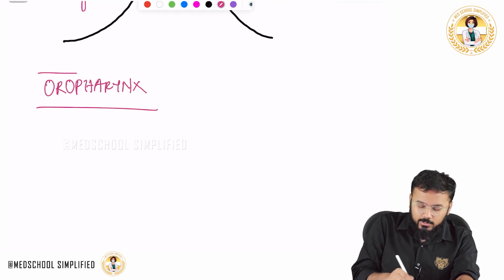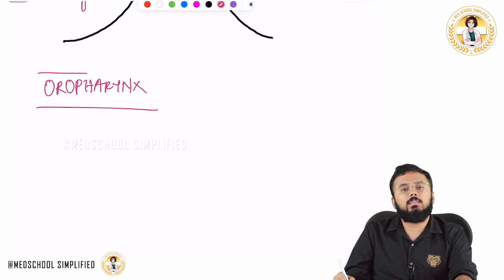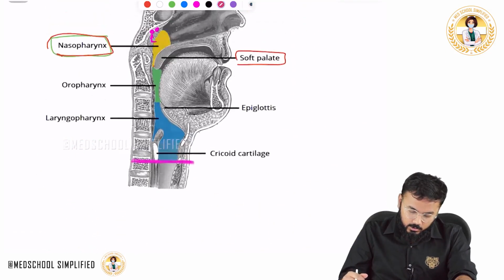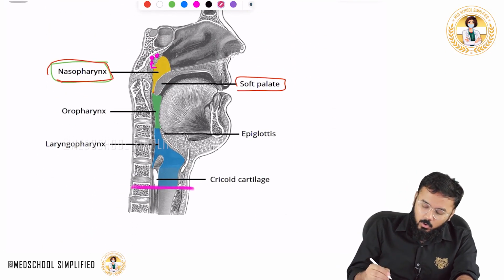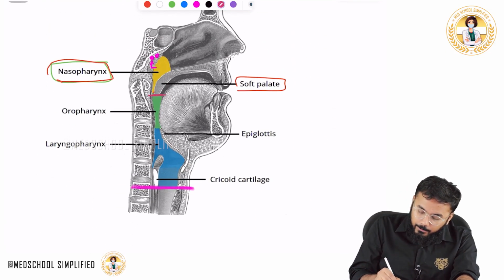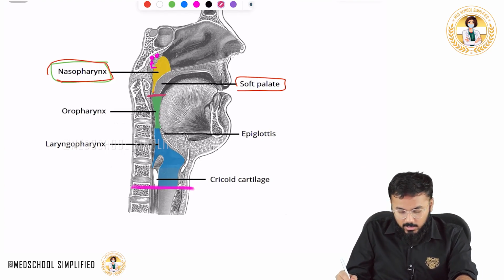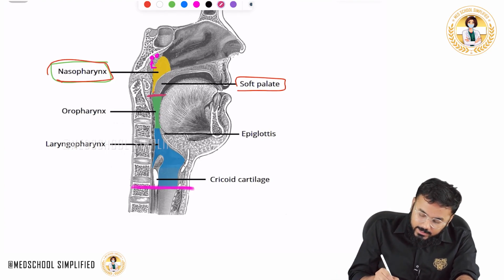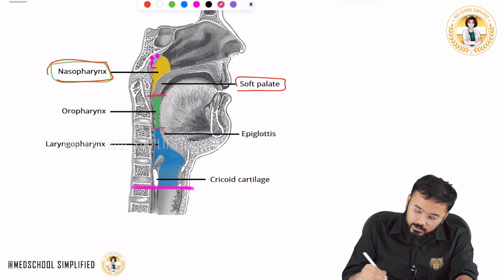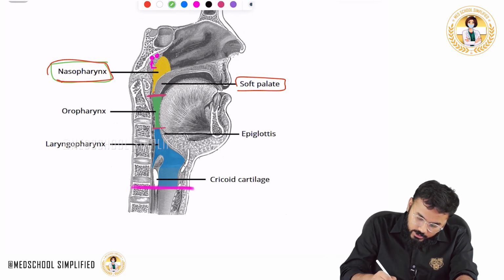Okay. So first of all, you have to know where this oropharynx is present. So where is this oropharynx present? Oropharynx is present at the base of the soft palate, all the way from the soft palate, and at the superior border of the epiglottis. You see, this particular structure is called as your epiglottis. Yeah, you see, this particular structure is called as your epiglottis, right?